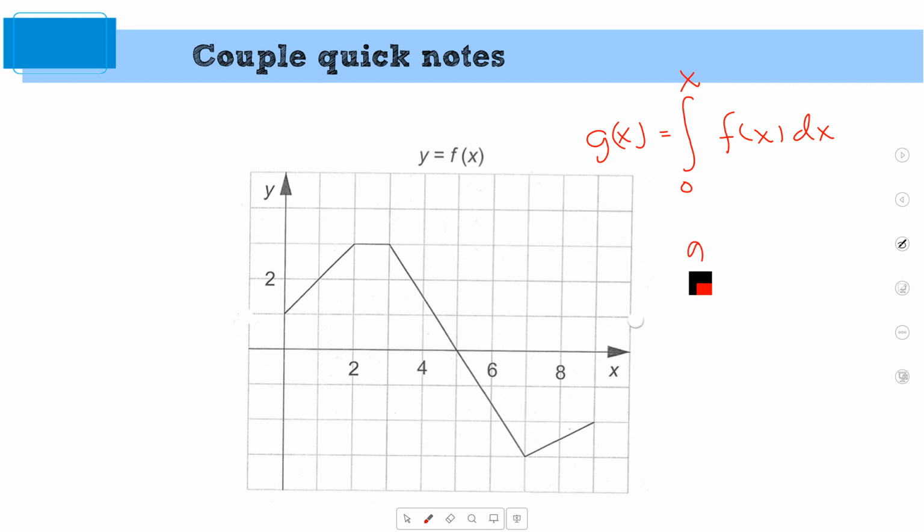So, for instance, what would g of 0 be? 0. Hot diggity. What would g of 3 be? 1, 2, 3, 4, 5, 6. 2 halves, 7. Okay. How about g of 7?